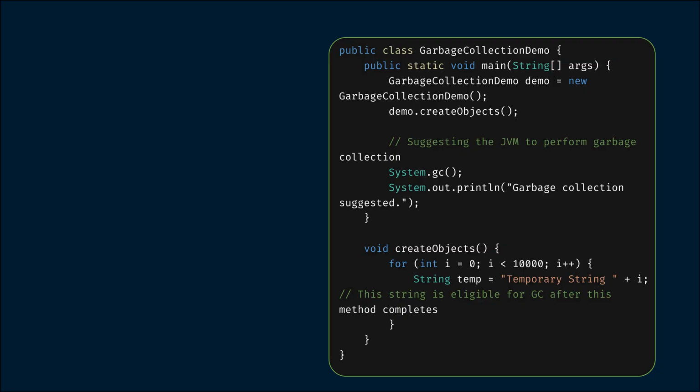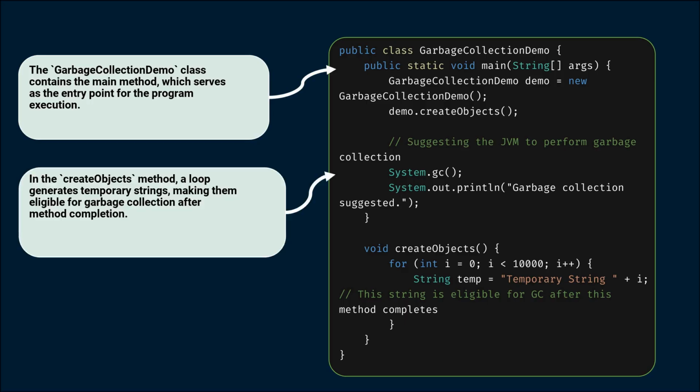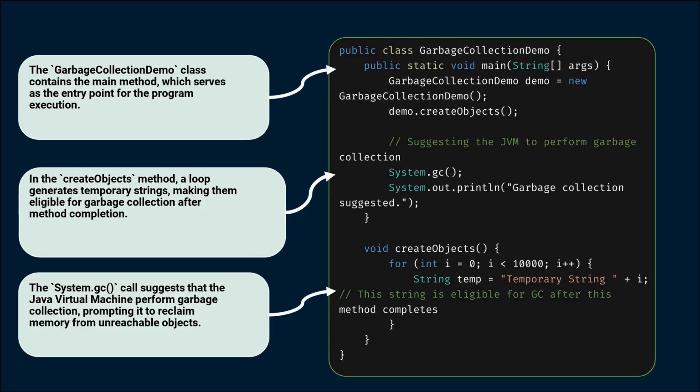Now let's take a look at an example demonstrating the garbage collection process in Java. In the garbage collection demo class, we define the main method, which serves as the program's entry point. Here we create an instance of garbage collection demo and invoke the createObjects method. This method's purpose is to generate multiple temporary string objects in a loop. As each string is created, it is stored in a local variable named temp.